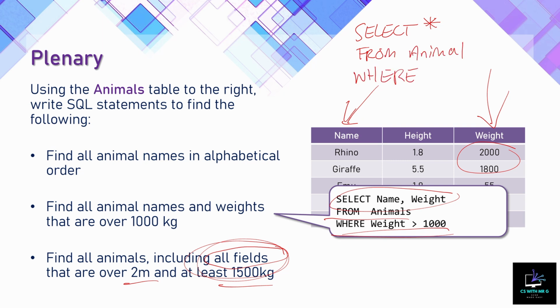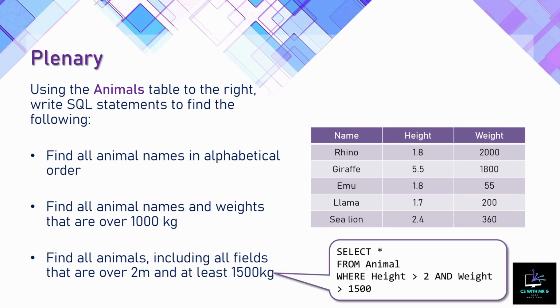Now we have two conditions for our WHERE command, and it's going to be where height is more than 2 and weight is more than 1,500. So the AND operator is used for the two conditions. And as you can see, SELECT everything FROM the animals table WHERE height is more than 2 AND weight is more than 1,500.